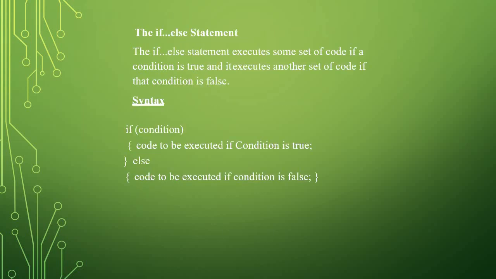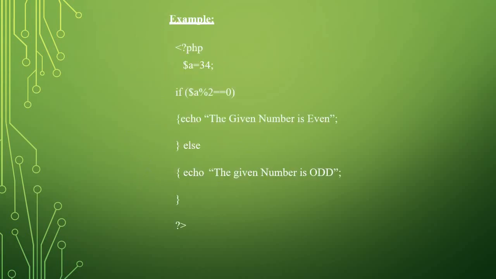Then the if-else statement. The if-else statement executes some set of code if a condition is true, and it executes another set of code if that condition is false. The syntax is if condition, followed by, within the open and close braces, the true statements to be executed, then else. After that we have open and close braces, within which the false statements are to be executed.